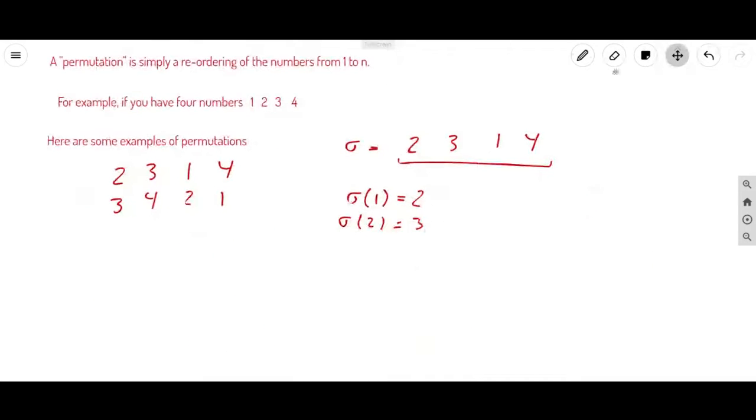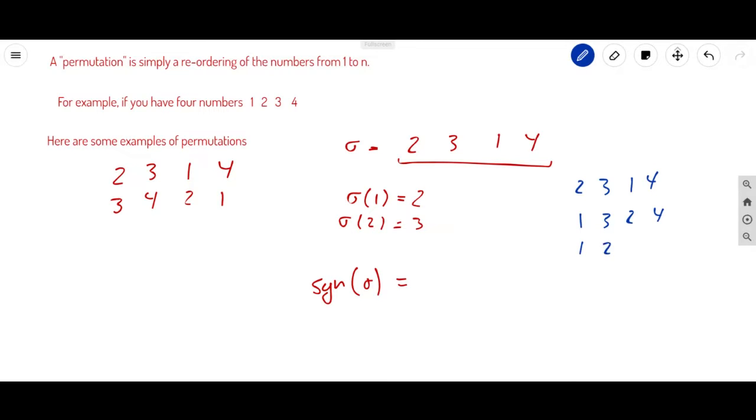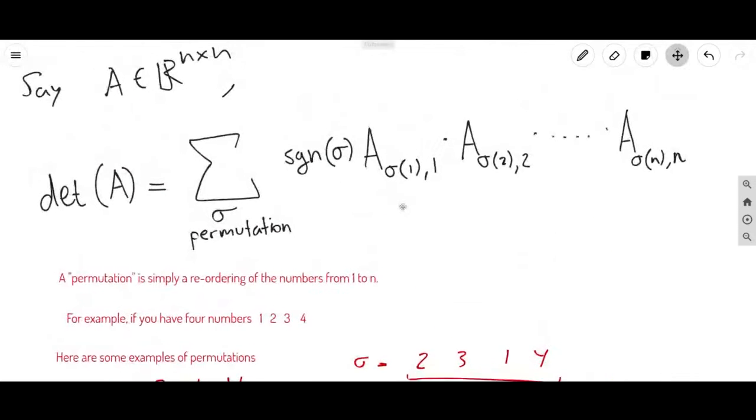And then you have to determine the sign of the permutation. And the way you determine the sign of the permutation is by determining how many flips you're doing. So in this particular case, because you have 2, 3, 1, 4, if you flip 1 and 2, then you get 1, 3, 2, 4. And now if you flip these two, you get 1, 2, 3, 4. So the sign here would be +1. So that's the way you write this formula out in general. So that's the way this formula would look in general.